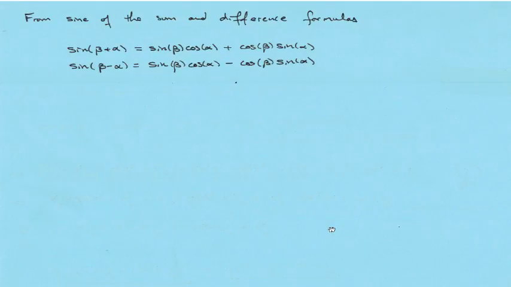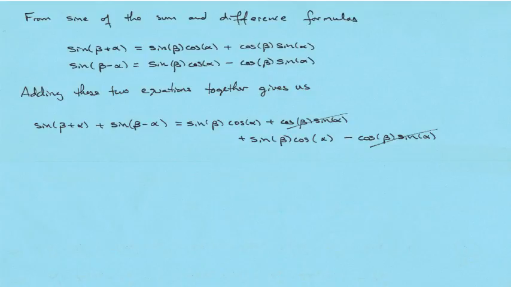Now for the sine of the sum and difference, we have the sine of beta plus alpha as being sine of beta cosine of alpha plus cosine of beta sine of alpha. The sine of the difference of beta minus alpha is the sine of beta cosine of alpha minus cosine of beta sine of alpha. Now you can probably guess at this point we use the same trick of adding or subtracting the equations.